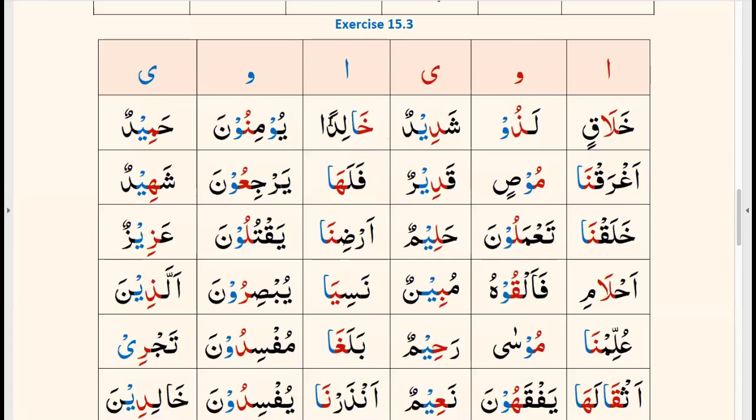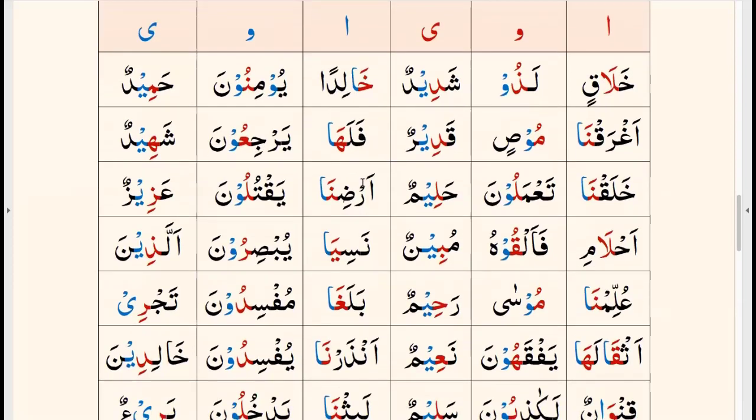Khala. How long do we make the ha? 2 seconds. Okay, try again. Khala. Okay, remember the lam has a kasra. Khala. So khalidan. Khalidan. Very nice. Khalidan. Well done. Okay, let's carry on here.